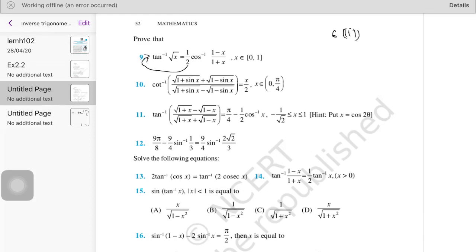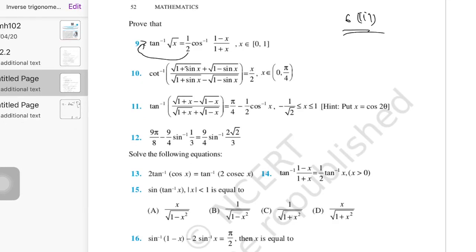After transposing this 2 to this side, the left side will become 2 tan inverse root x, and there we'll apply this formula. Now the 10th problem. Cot inverse of (under the root 1 plus sin x plus under the root 1 minus sin x) divided by (under the root 1 plus sin x minus under the root 1 minus sin x) is equal to x by 2, where x belongs to open interval 0 to pi by 4.